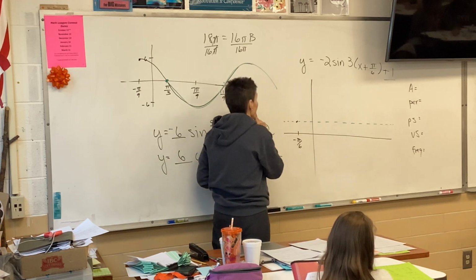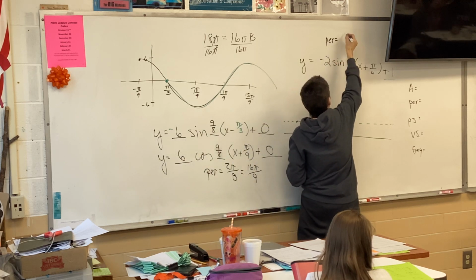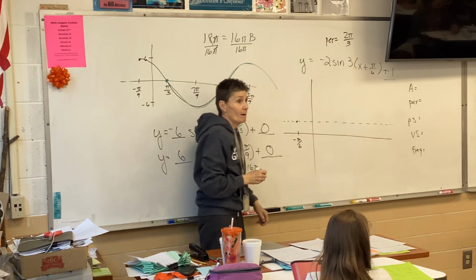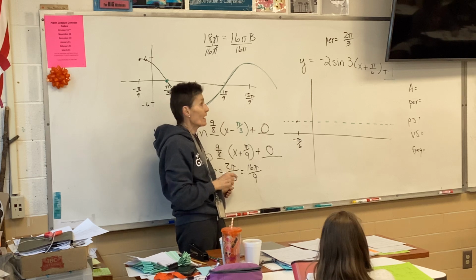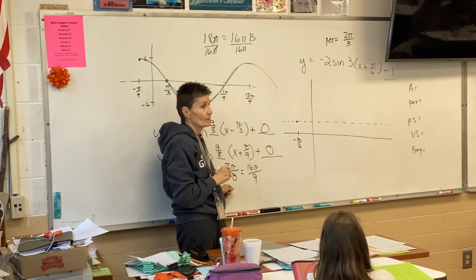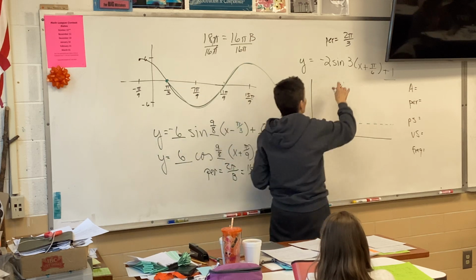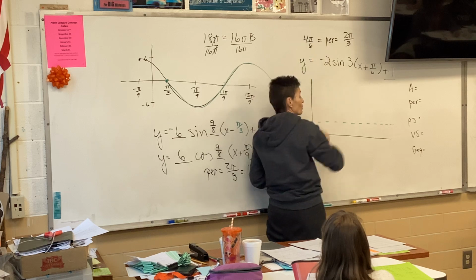Period is... well, my period's not 3, it's 6 pi. Oh, no, it is 2 pi divided by 3. My period is always 2 pi divided by that number. All right? Now, be patient. 2 pi over 3 is the same as 4 pi over 6. Would you agree with that?